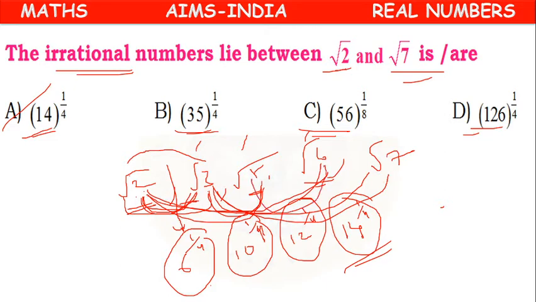Okay. Next, let's try with 5. 5 into 6, 30. 30 to the power of 1 by 4, no option. 5 times 7, 35 to the power of 1 by 4. It is there. B option is also a correct answer. If you observe here, one more option is also possible.